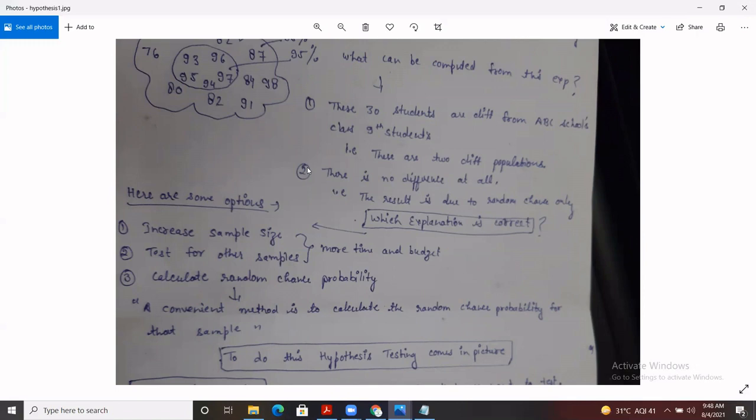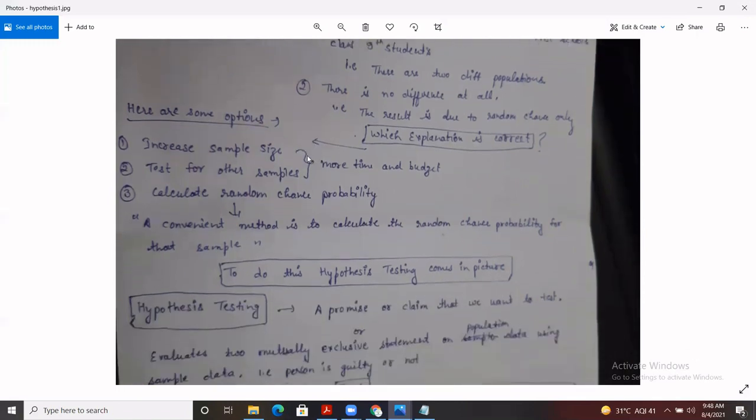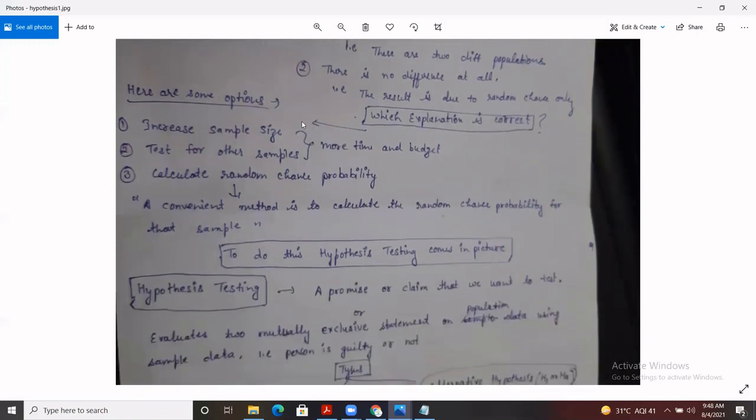Now we have learned why hypothesis testing. Next, we are going to look at what exactly hypothesis testing is. Hypothesis testing, you can say, is a promise or claim that we want to test using sample data, and we take decisions for the population. For doing hypothesis testing, we evaluate two mutually exclusive statements, or two mathematically opposite statements, on the population using sample data. Let me give you an example.